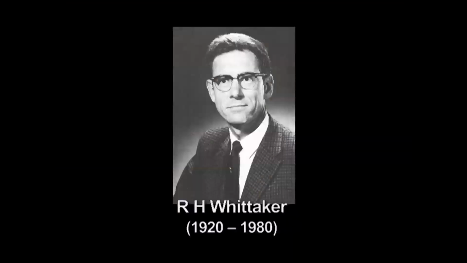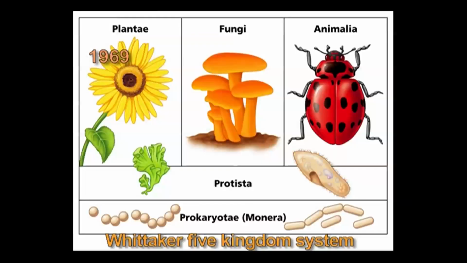So this was the requirement for any classification system. If we look into the classification systems that existed in the olden days, the first name that comes to our mind is R.H. Whittaker. His famous five kingdom classification, launched in 1969, comprises Plantae, Animalia, Fungi, Protista and Prokaryote.